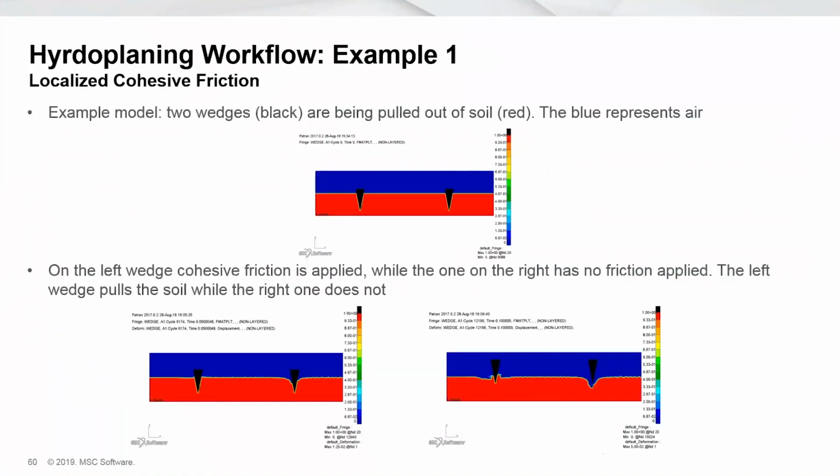Here's an example of that capability. In this case, we have two wedges shown in sharp black in the figure on the top. The blue area represents the air, and the soil is represented by the red color. On the bottom, on the left-hand side, we apply the cohesive friction. On the right-hand side, we don't.